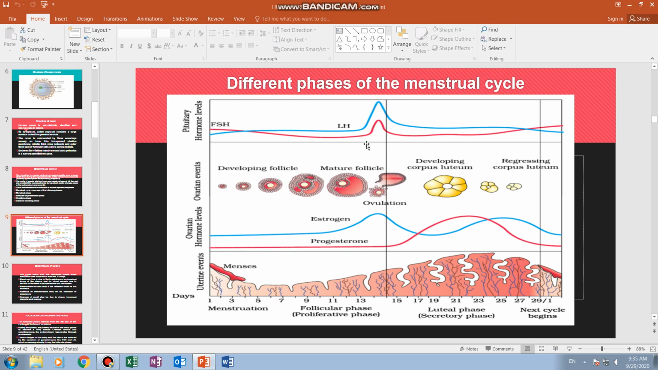So at this time, FSH and LH levels increase, and particularly LH increases to the peak, and this is referred to as the LH surge. Now the secondary oocyte or ovum is released into the peritoneal cavity, and this phase is called ovulation. And the last phase is called the luteal phase or secretory phase.